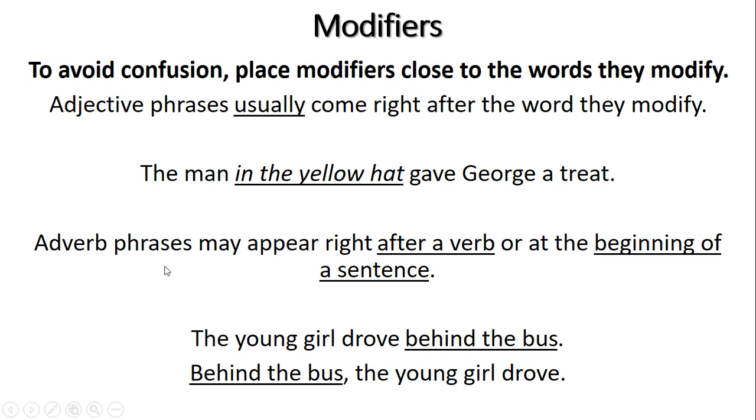So when I say adverb phrases might appear right after the verb, which happened right here, right after the word drove, sometimes they might be found at the beginning of the sentence, behind the bus. And a lot of times you'll see a comma right after it too. That's kind of a giveaway. Hey, this might be a prepositional phrase. And since there's no noun out in front, that probably tells you it's modifying the verb, okay?